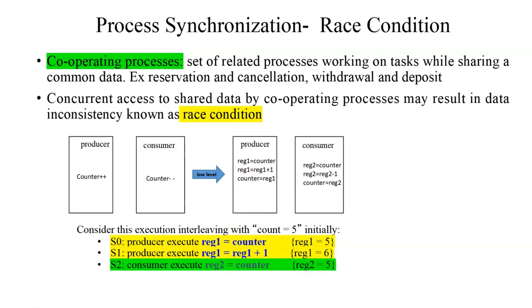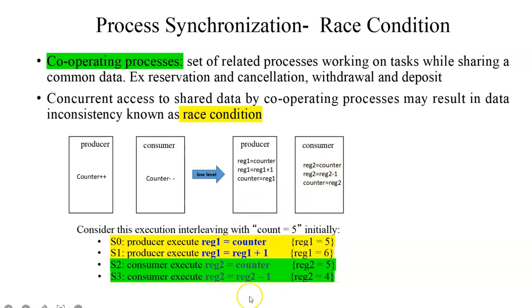Now next time the CPU switches from producer to consumer code. So the first instruction of the consumer code executes where the counter is stored in register 2. The counter value is 5, so it is stored in register 2. Register 2 value is now 5. Next time instant, the consumer code continues to execute its second instruction, which is register 2 equals register 2 minus 1. So the register 2 is now decremented and its value becomes 4.